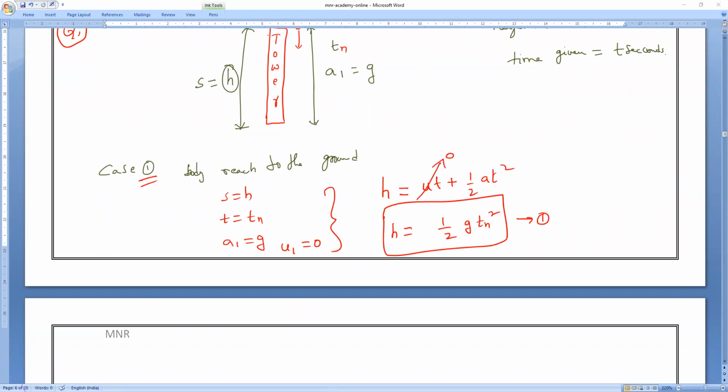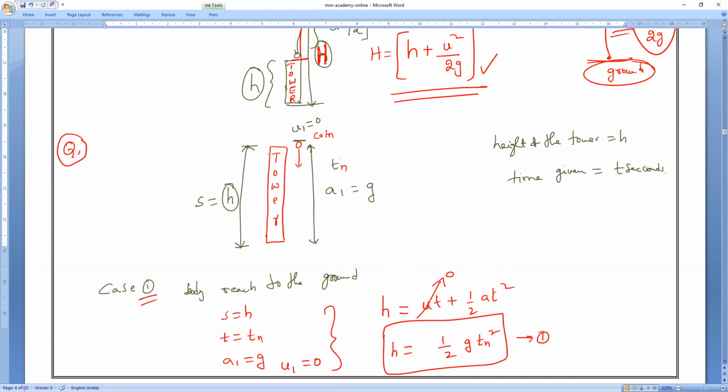Now, let me consider case 2. Time taken by the coin to cover how much height? They're asking in the question: half the height of the tower. Let me take H as the total height, with the top point P, the bottom point Q, and the midpoint O. Half the distance means H by 2. So let me take h dash is equal to h by 2. Is it okay, everyone?